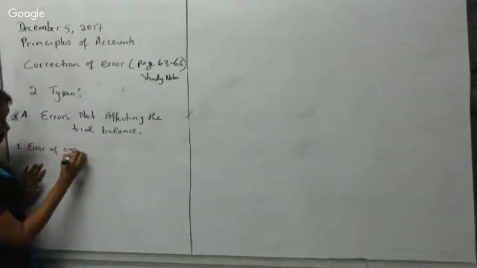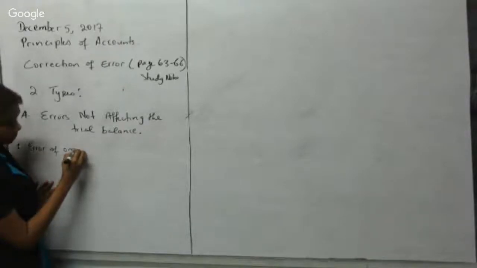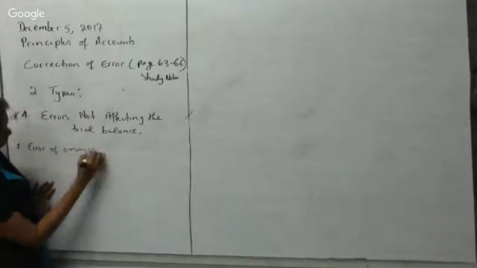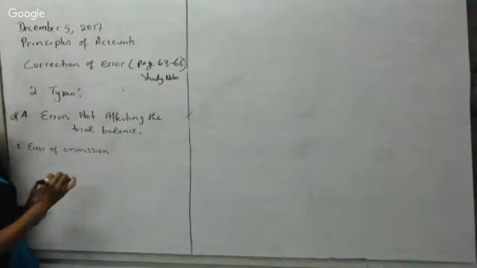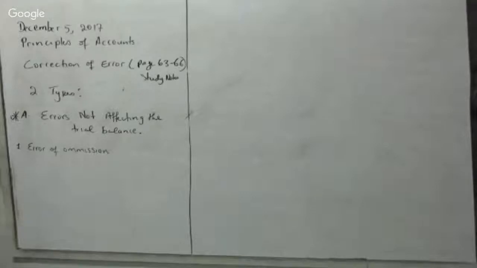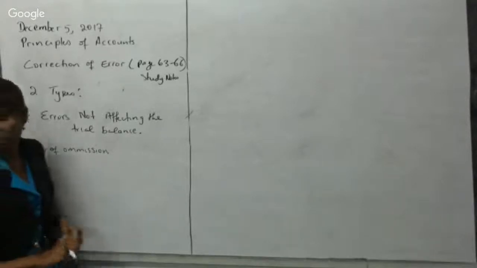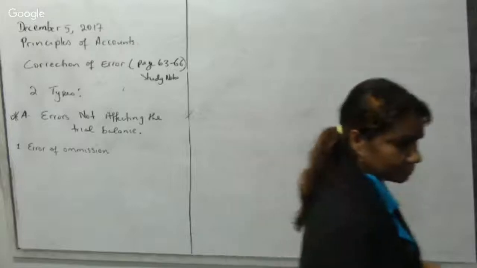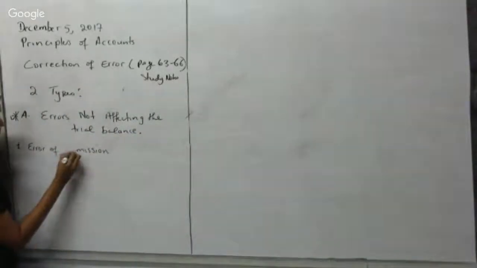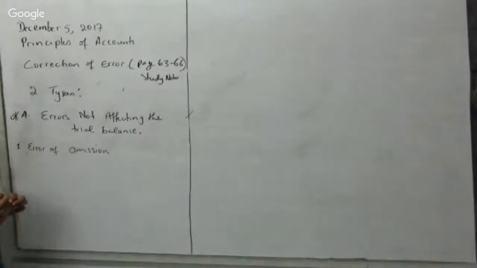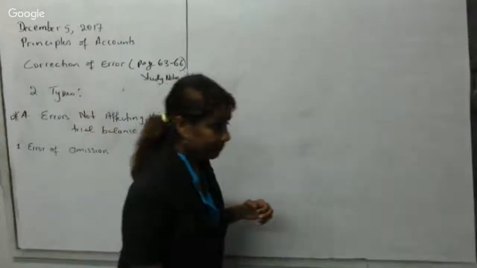How is that omission again? Is it 2x or 2x? 2x? Yes. Error of omission. What do you think that means? Sorry, error of omission. Yeah, omit, O-M-I-T. Error of omission. What do you think that means? You forgot to put in something. You forget to put in something, right?